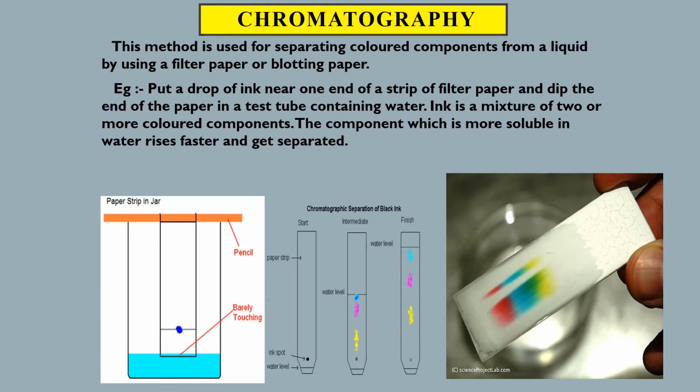So the strip is put in this manner, and you can see that the black ink is made up of so many different colored components. You can see there is yellow, there is purple, there is blue. So this can be separated using this technique of running the dye in water. The different colors are separated very beautifully. You can see the insect picture, how the colors get separated.